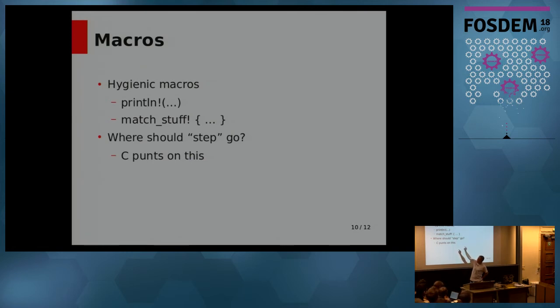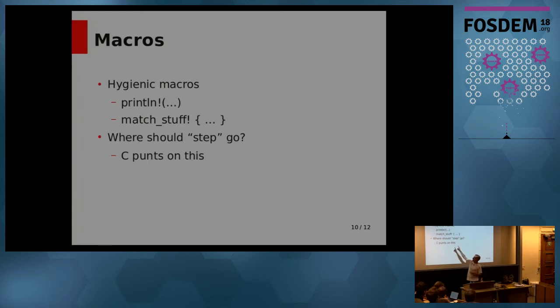So, hygienic macros, unlike C macros, are not just textual substitution. They can do pattern matching on their arguments, so they can be more complicated. You can think of them as two different kinds. Some, like print line or debug, look just like function calls, and they act like function calls. So when you're stepping in the debugger, you want to step over them like you do with function calls.